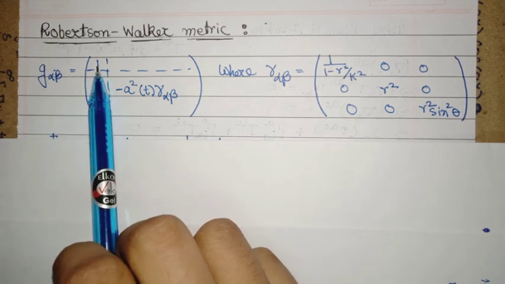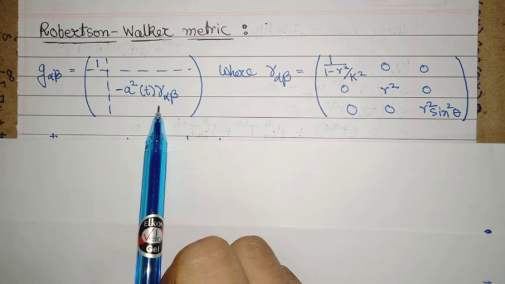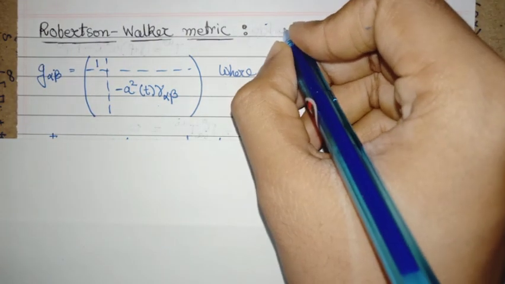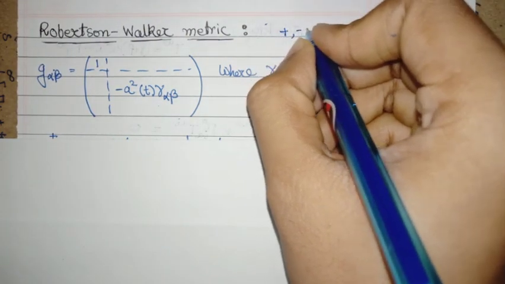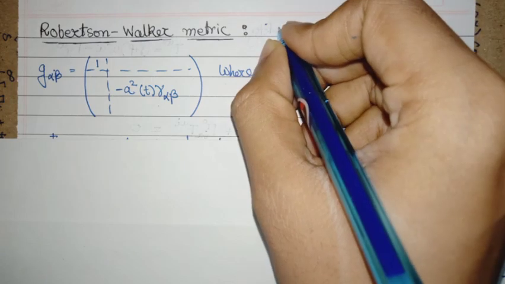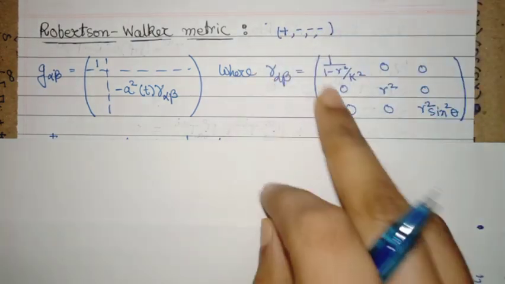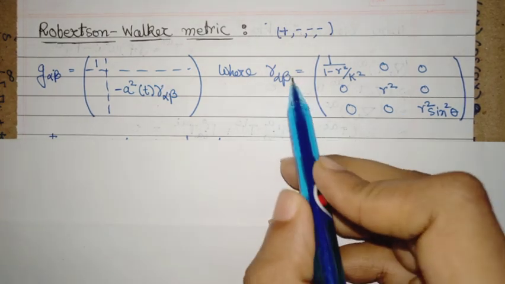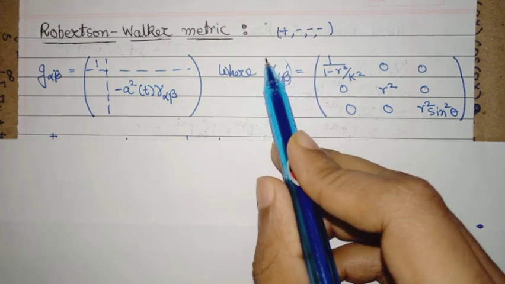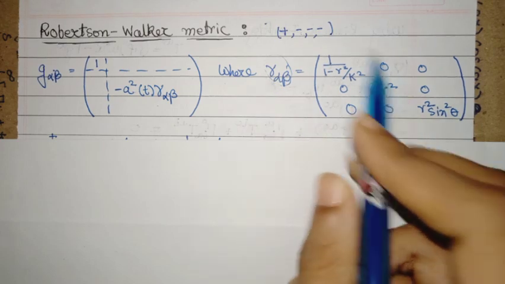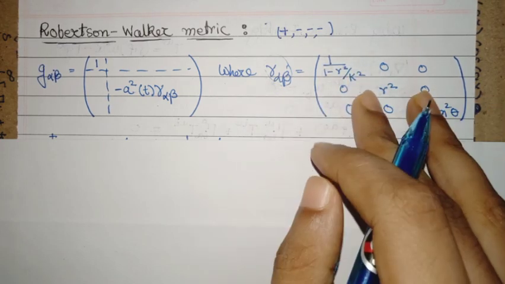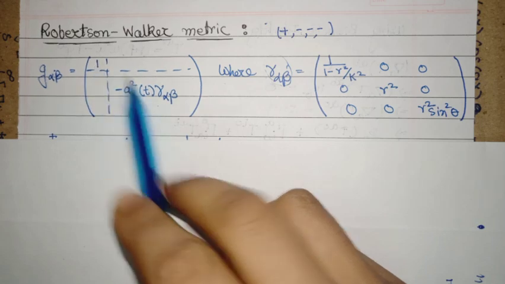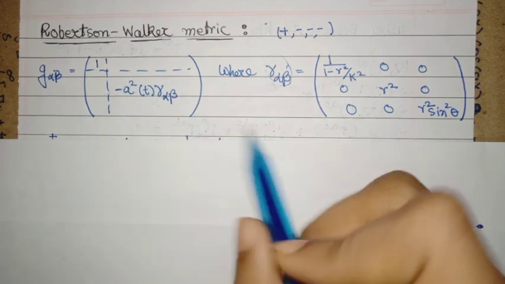So this is the metric. It has a Lorentz signature, where I am taking the signature to be plus minus minus minus, with the spatial components being minus. And this gamma alpha beta is completely a spatial matrix. It doesn't have a time part, whereas this has a time part. And you can see these terms.